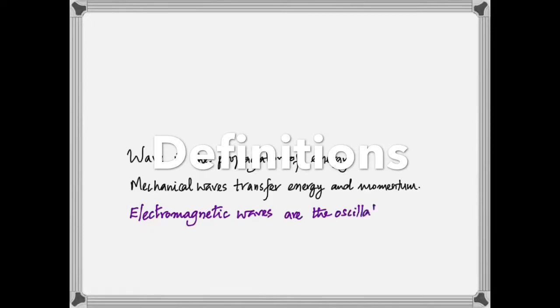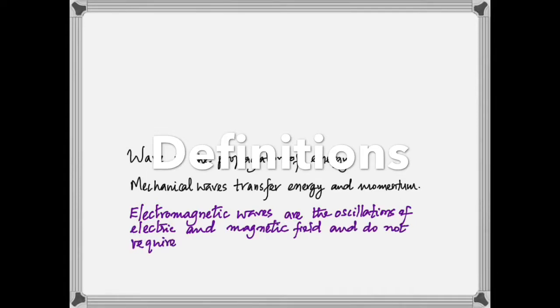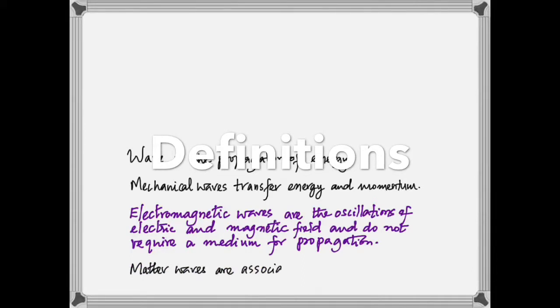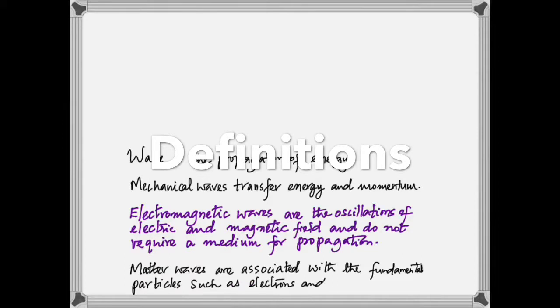So they are oscillations of the electric and magnetic fields that can even propagate through space and that do not require a material medium. A third kind of wave is called a matter wave. Matter waves are waves associated with electrons, protons, neutrons, etc., or rather the waves associated with fundamental particles. So those are the 3 types of waves.